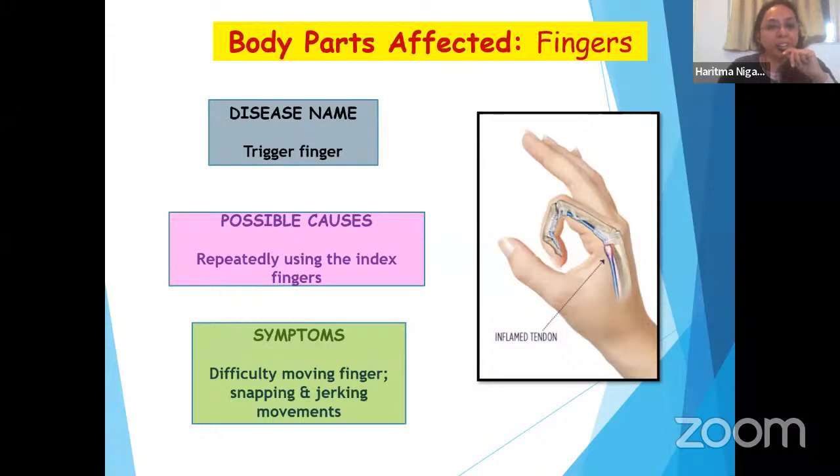Another one is trigger finger. Its commonest cause is repeatedly using your index finger, as a result of which the clinician may get difficulty while moving fingers, snapping and jerking movements. And in a severe condition, it may be seen that the finger may get stuck.